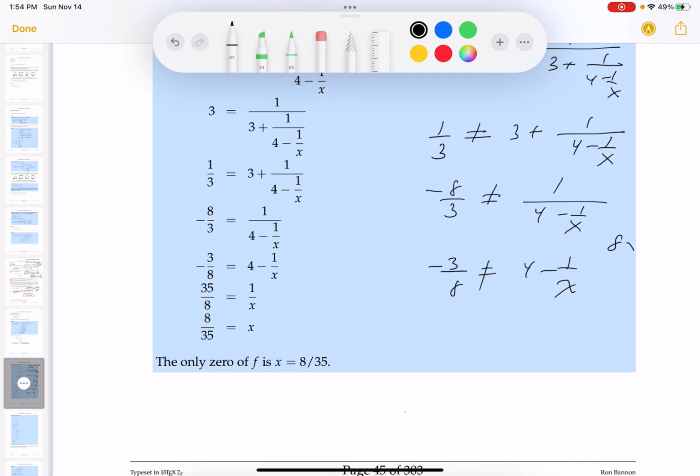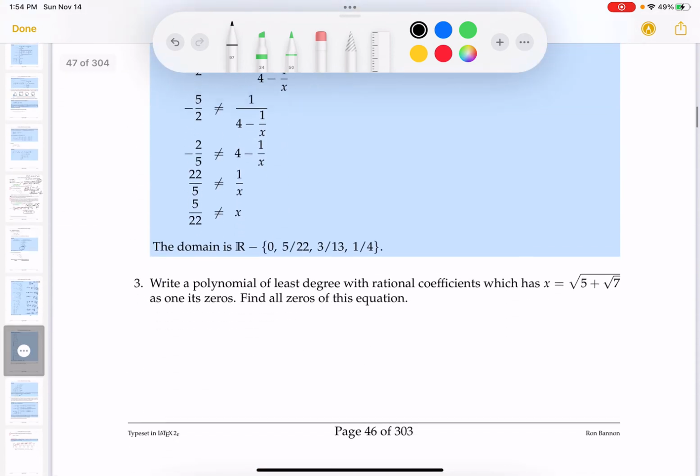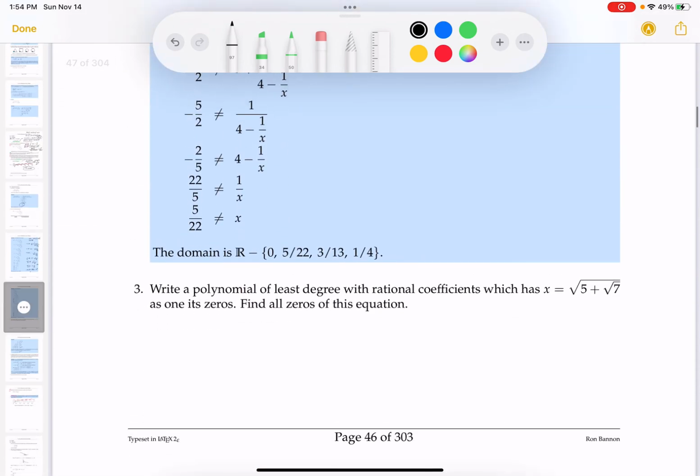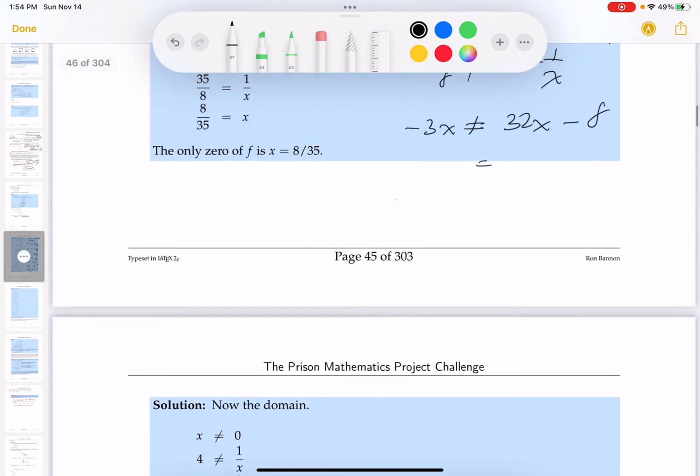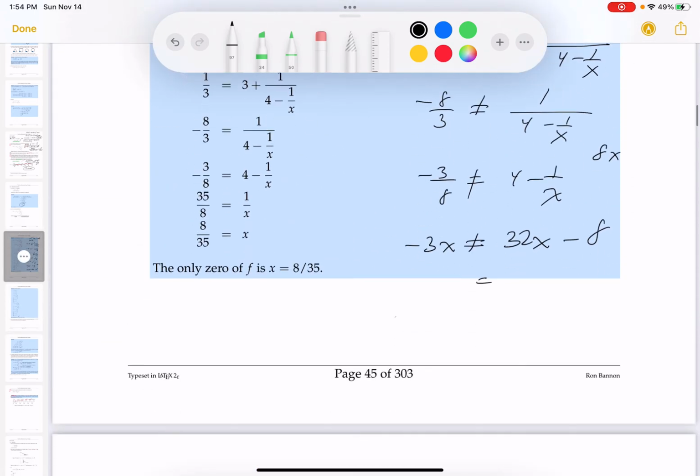8x. And what do you get? Minus 3x can't be 32x minus 8. Did I make a mistake somewhere? Let's look at my key. X can't be 0. 5/22.